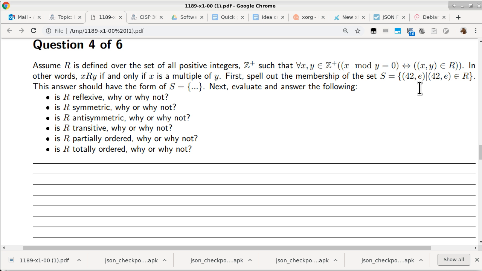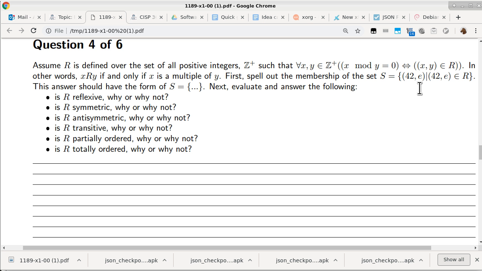And by the way, those two values can be the same, but just give me one value for x, one value for y. They can be different, they can be the same, but they have to be positive integers, okay? The following has to be true, regardless of how you pick the values for x and y. What has to be true? x mod y equals 0 if and only if (x, y) is an element of R.